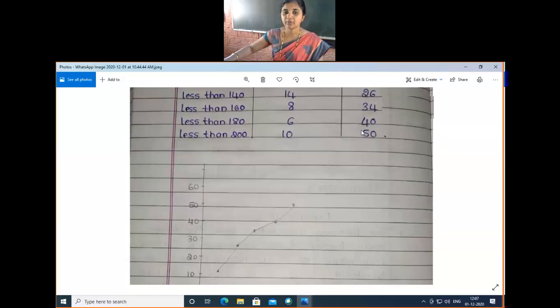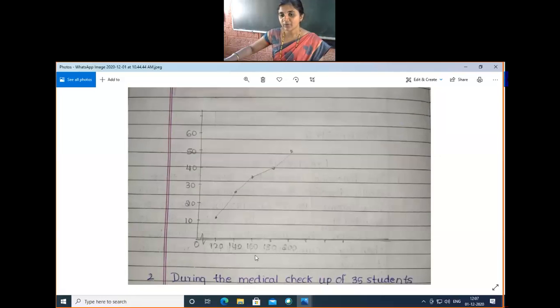12, then 12 plus 14 is 26. 26 plus 8 is 34. 34 plus 6 is 40. 40 plus 10 is 50. Then you have to take, see here. So here you have to take the upper limit. You have to mark that one.